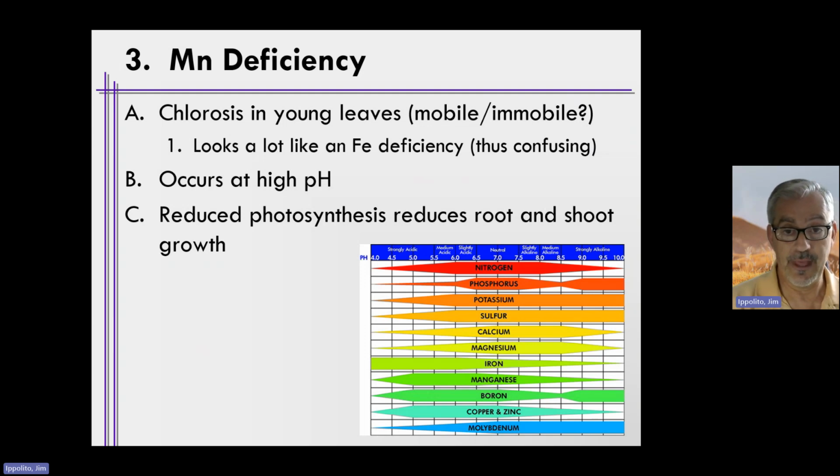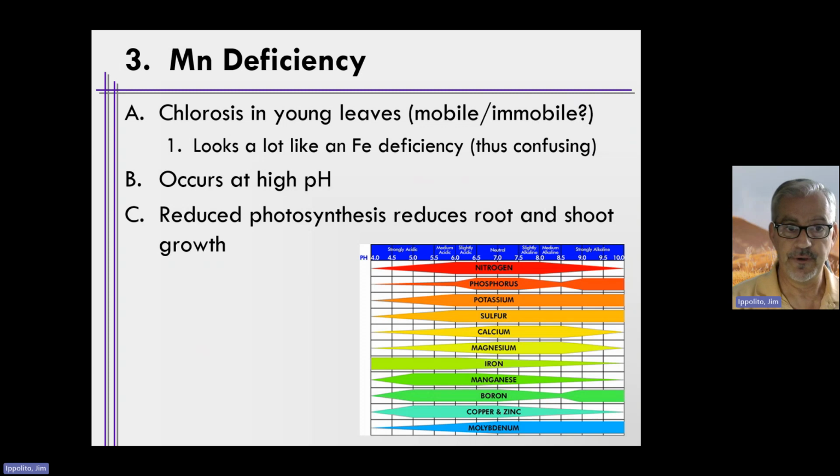Now, I can tell you that more often than not, because manganese does look like an iron deficiency, if you're going to see a deficiency at high pH, you're likely going to see an iron deficiency over a manganese deficiency. However, if you're unsure, it is always best to pull soil samples and plant tissue samples and have them analyzed at a reliable laboratory to be certain.